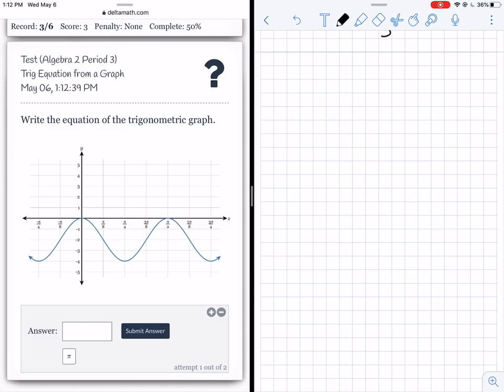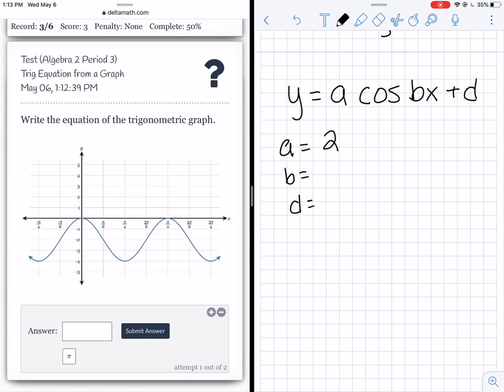Again, figure out what type of function this is. So y equals cosine. So A cosine of bx plus d. When I write this, I need to identify my A, my B, and my D. So my amplitude, I see this graph goes up 2 and down 2 from the middle. So my amplitude is 2, and my midline, look for the middle of your graph, is at -2.